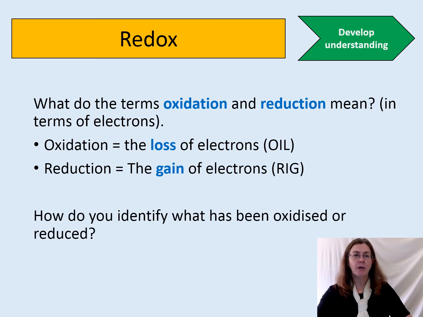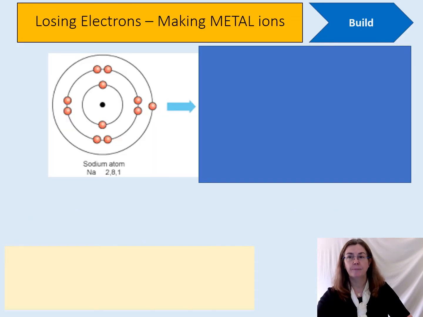But how can you identify what's been oxidized and what's been reduced? It's by inspection. So we can either say it's lost or gained hydrogen, lost or gained oxygen. That might be a clue. Or where we can't say that specifically, we'll have to look at the electrons. But let's go for the simplistic stuff first.